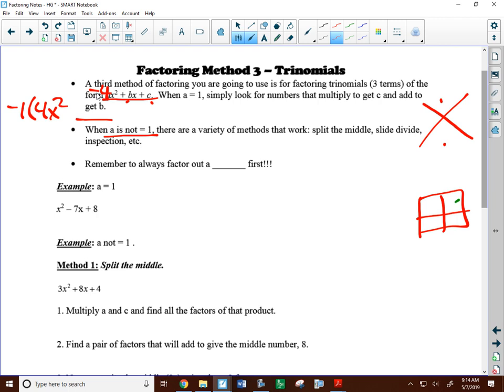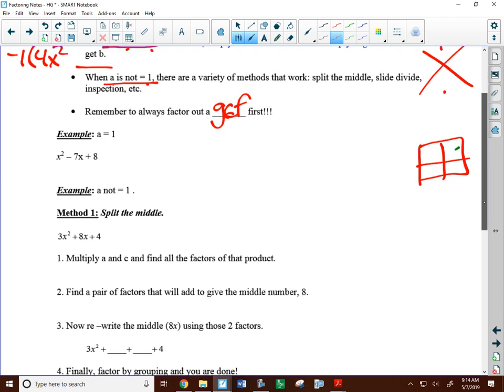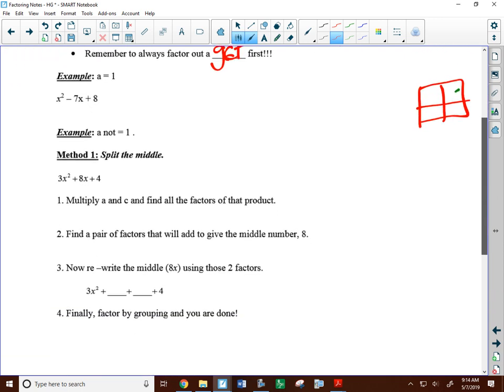Okay, there's a variety of methods for a not being 1. I'll show you 2. There's more, so whatever you're used to is fine. And I say here, remember to always do a GCF first. Even if you're doing this method, look for a GCF first.